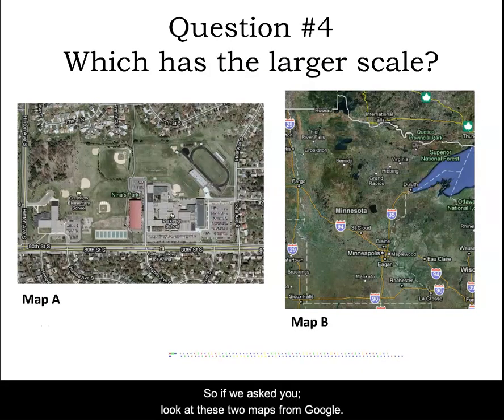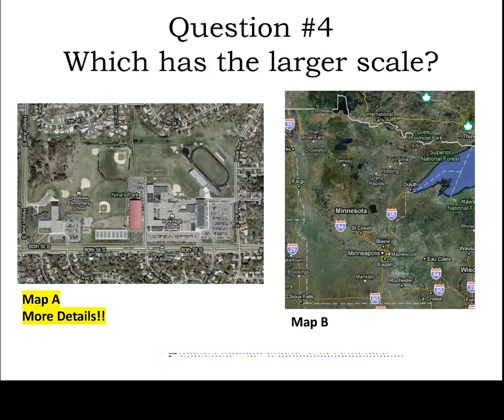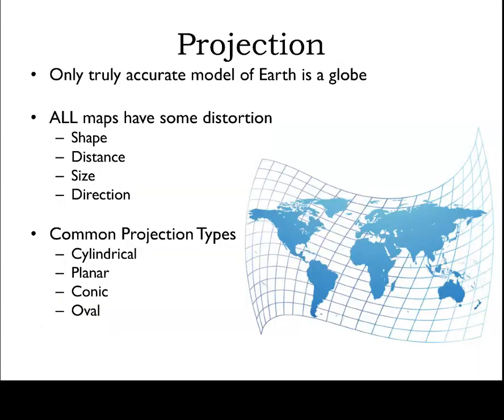So if we asked you, look at these two maps from Google, which one is the larger scale? Which one is showing greater detail? Right? One is looking at Minnesota and western Wisconsin, a little bit of the Dakotas and Canada. The other is zeroed in on Park High School, and it's an old picture of Park High School, by the way. As you can see, the stadium doesn't have turf on it, and we've had turf at Park High School for 14 years. But map A has the larger scale because it has more detail.